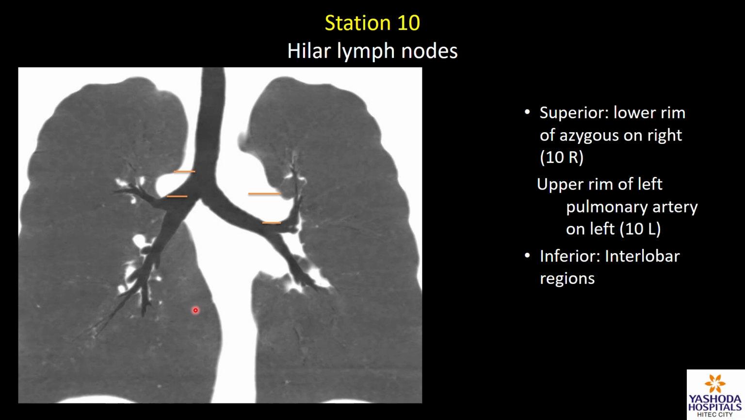Now station 10 are hilar nodes, which are in close proximity to the main stem bronchi. So you have 10R on the right, 10L on the left. Now superiorly they extend from the lower rim of the azygous vein on the right side to the level of the bronchial bifurcation here, and on the left would be the upper rim of the left pulmonary artery, and they extend up to the interlobar regions.